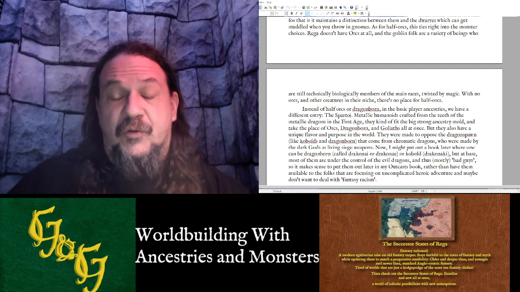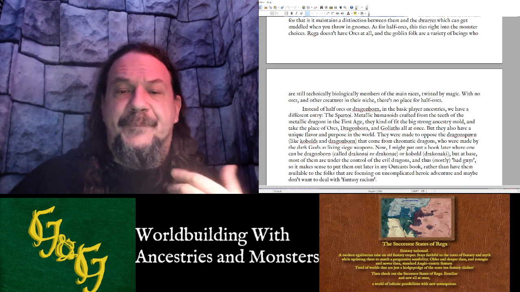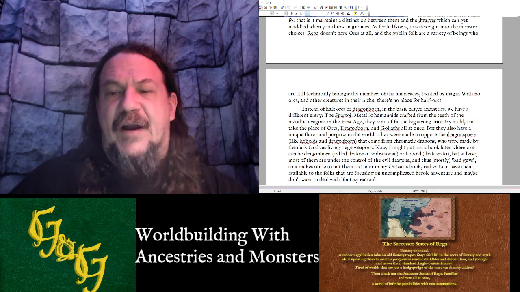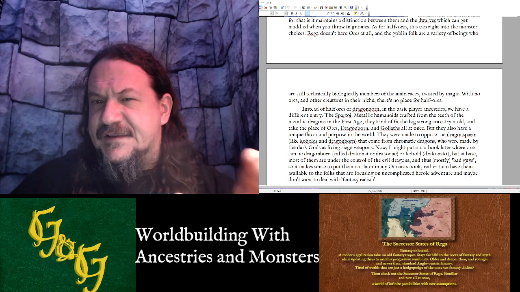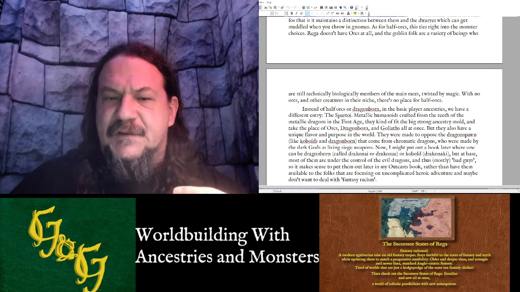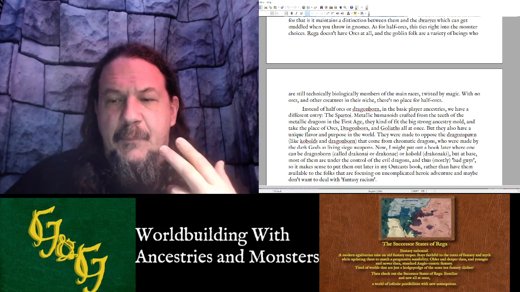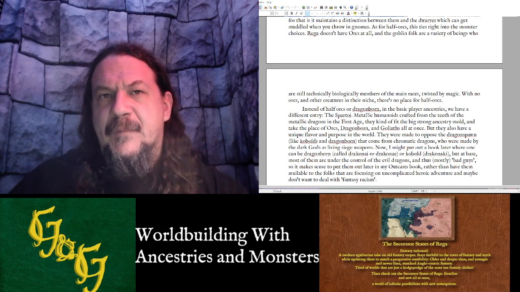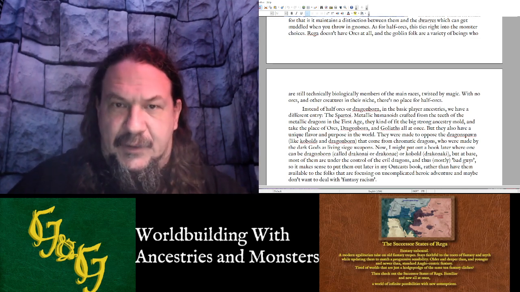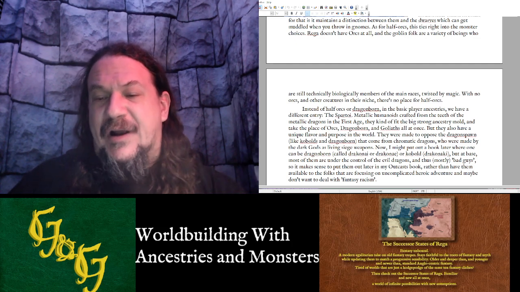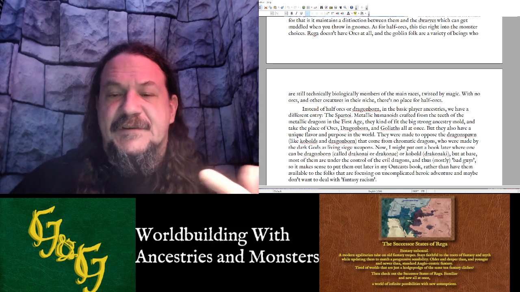Instead of half-orcs or dragonborn, at least in the basic player ancestries, we have a different entry, the Spartoi. They are metallic humanoids crafted from the teeth of the metallic dragons in the First Age. They kind of fit the big, strong ancestry mold, and they take the place of orcs, dragonborn, and Goliaths all at once, for player characters, at least. But they also have a unique flavor and purpose in the world. They were made by the gods to oppose the dragon spawn, like kobolds and dragonborn, that come from chromatic dragons. And those chromatic dragons were made by the dark gods as living siege weapons.